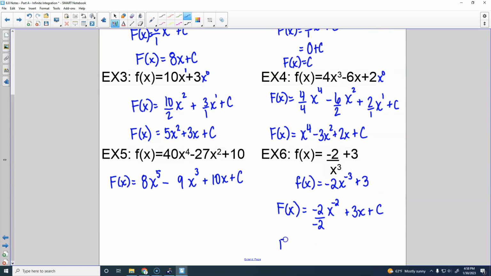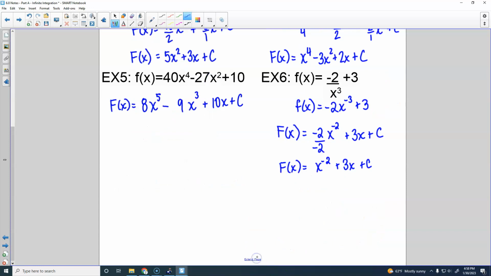So this would give me x to the negative 2 plus 3x plus c. You may also see them put this negative exponent back in the denominator, so you'll have 1 over x squared plus 3x plus c for that one.